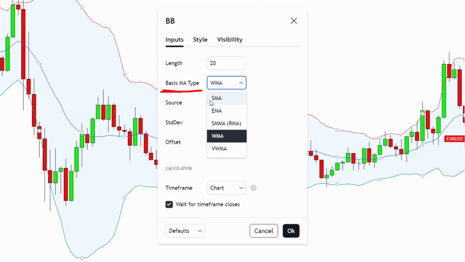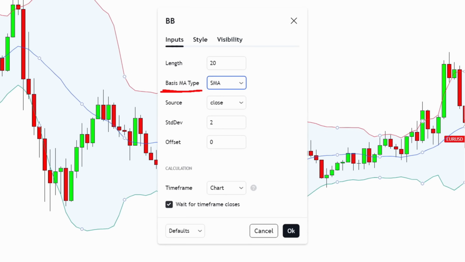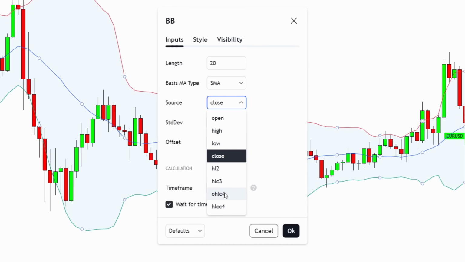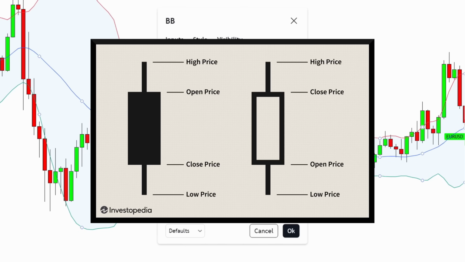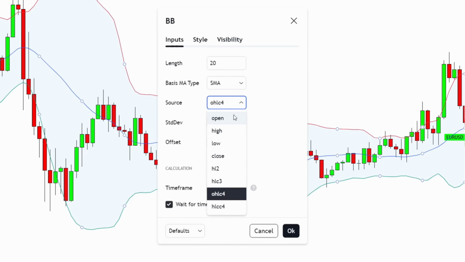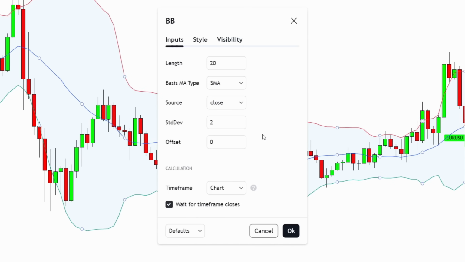But the first setting we're going to use, we're actually going to keep it at SMA here. But let me actually go over the settings first. The source is very interesting. The standard, you can see it says close right here. That means that the Bollinger Band makes its calculations based on candle closes. One setting you can use here is the OHLC4. This one will change the calculations so the Bollinger Band takes the open, high, low and close into consideration when calculating. But for our first setting, we are actually going to keep it at close.